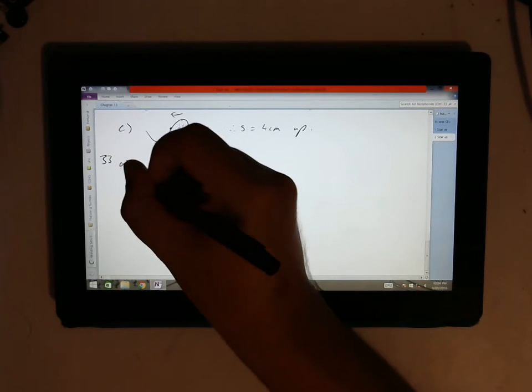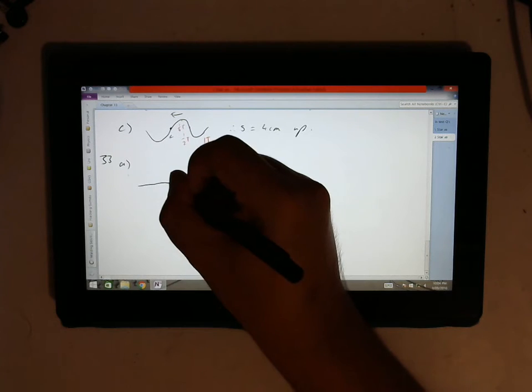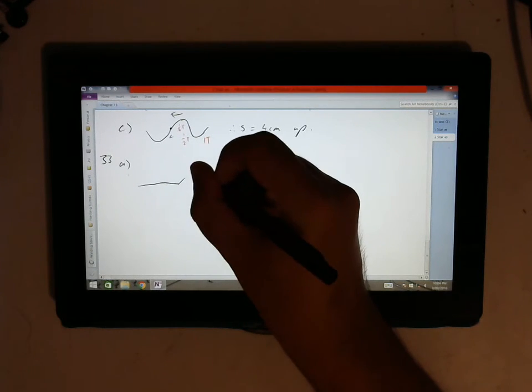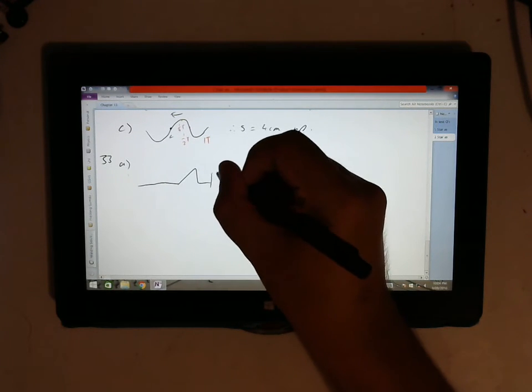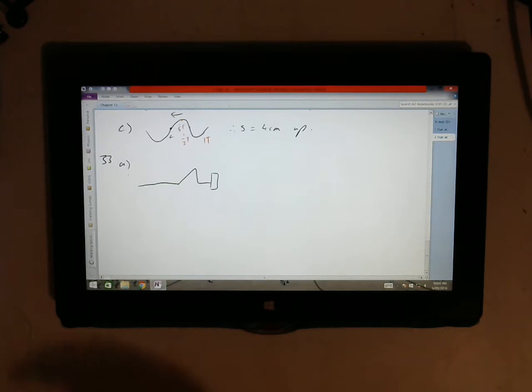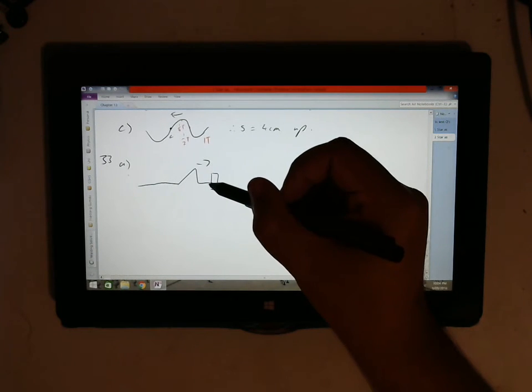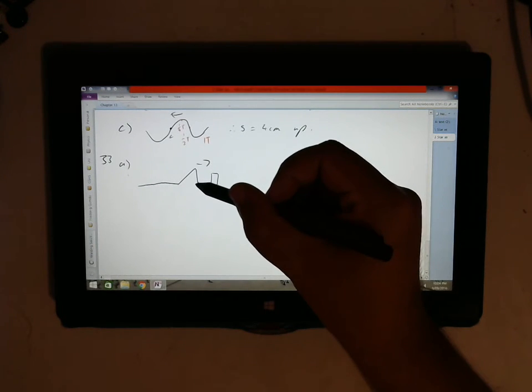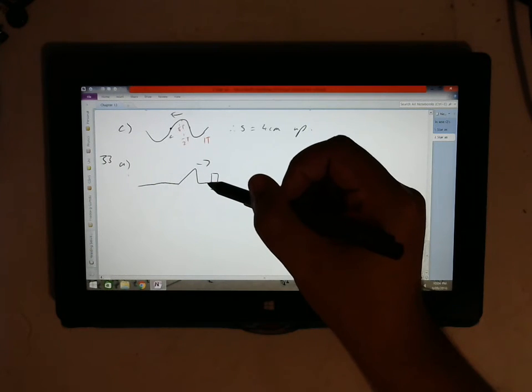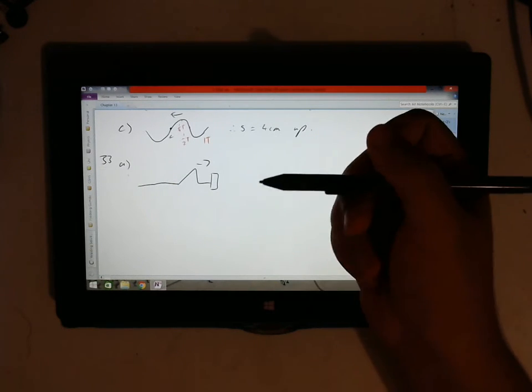So A looks like this, kind of goes up at a peak and then down, and we've got a fixed barrier here, and the direction of motion is this way. So when this point here gets to here, this point will have upwards motion. And when this gets to here, it's going to have upwards momentum, and that momentum is going to try to push it up, and that means it's going to apply a force.